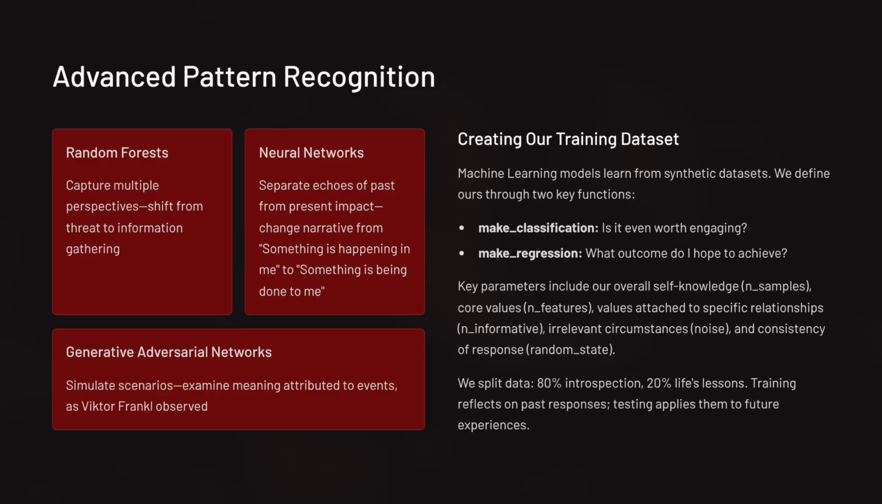Generative adversarial networks, GANs, imply simulating scenarios. In our goal to prevent reacting from impulse, GAN points to Viktor Frankl's observations over the meaning we attribute to an event.